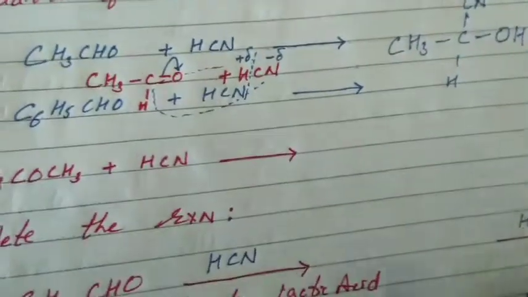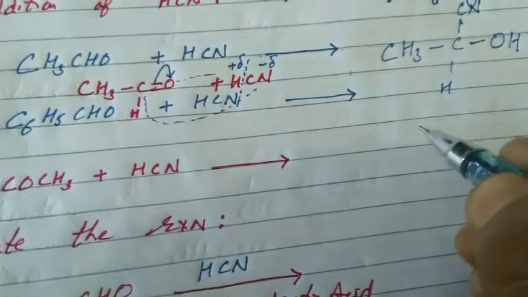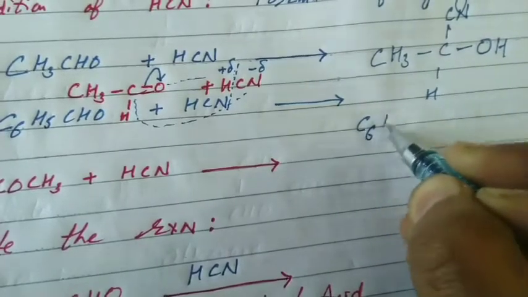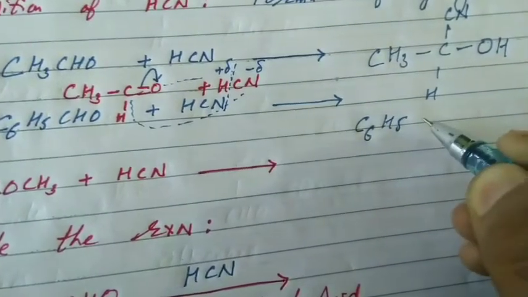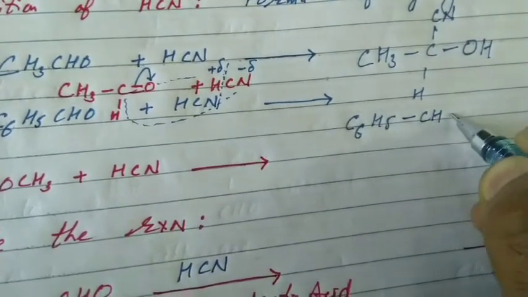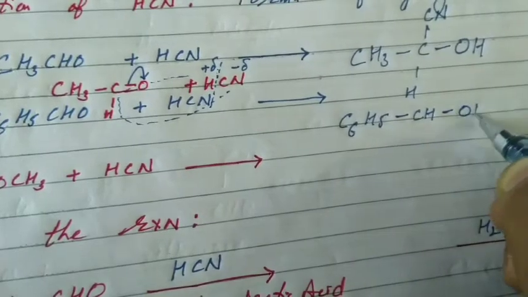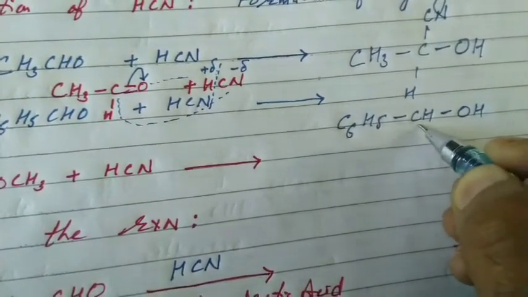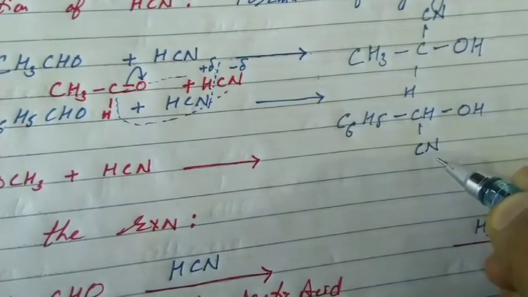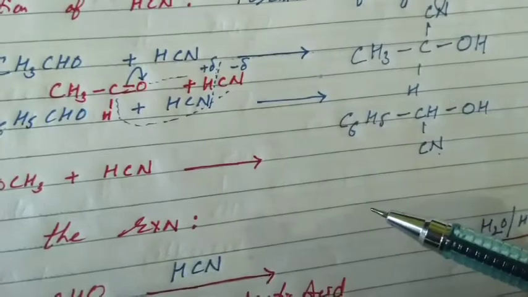That's the reaction of benzaldehyde. C6H5CHO plus HCN. In the same way, students, I am sure you can easily do it now. C6H5, it is benzaldehyde, an aromatic aldehyde, CHOH. The double bond is reduced to single. The positive part of the attacking reagent, hydrogen, attacks oxygen, and the negative part, cyanide, attacks the carbonyl carbon. That is, cyanohydrin is formed. That's the cyanohydrin of benzaldehyde, and that's the cyanohydrin of acetaldehyde.